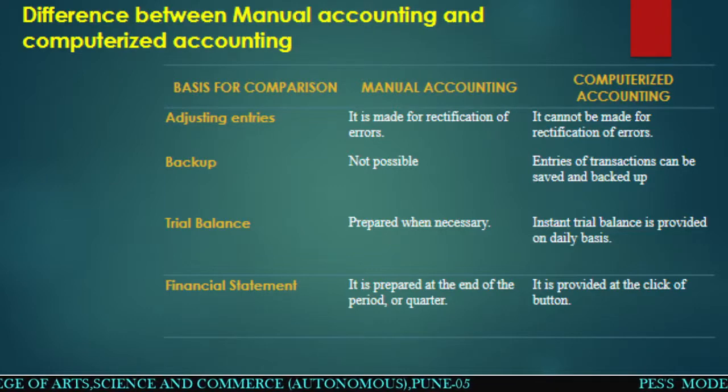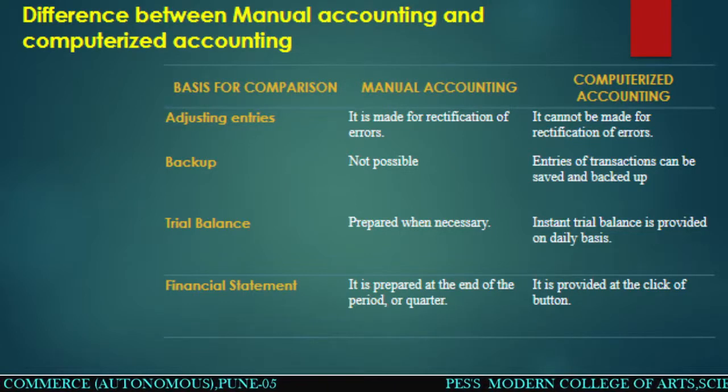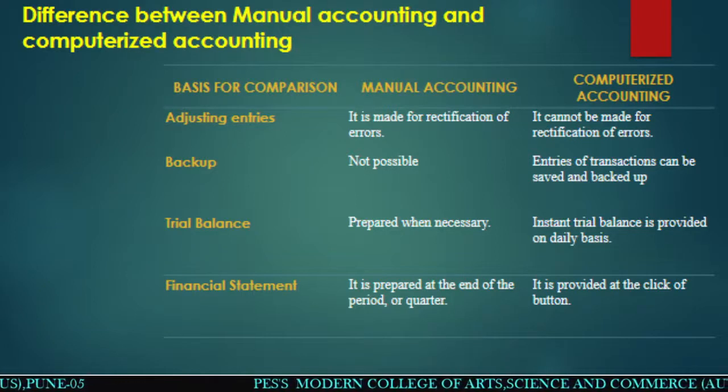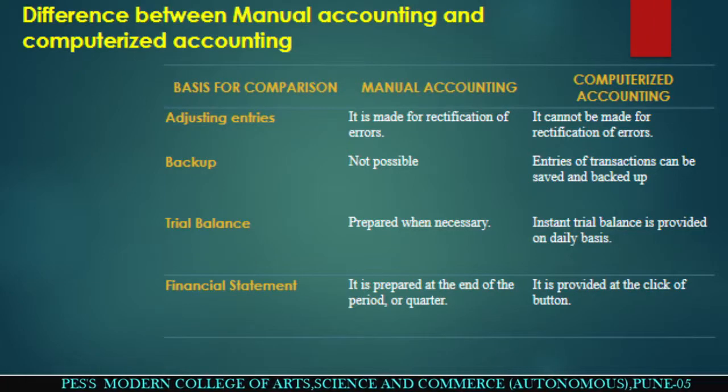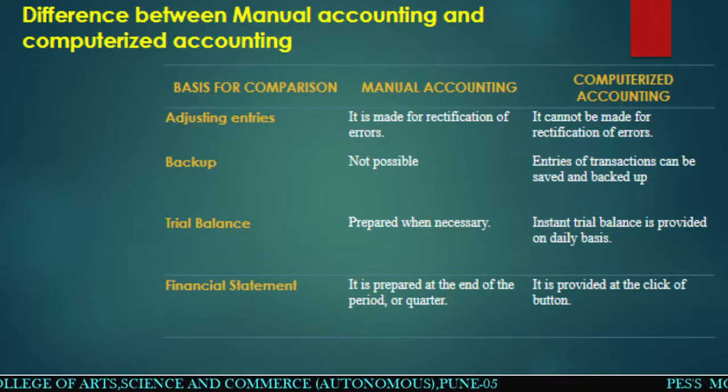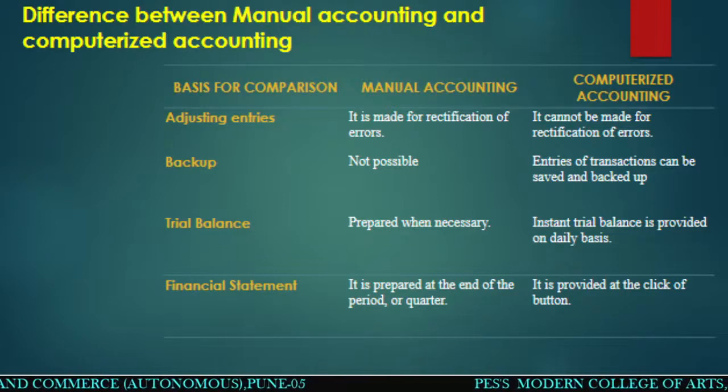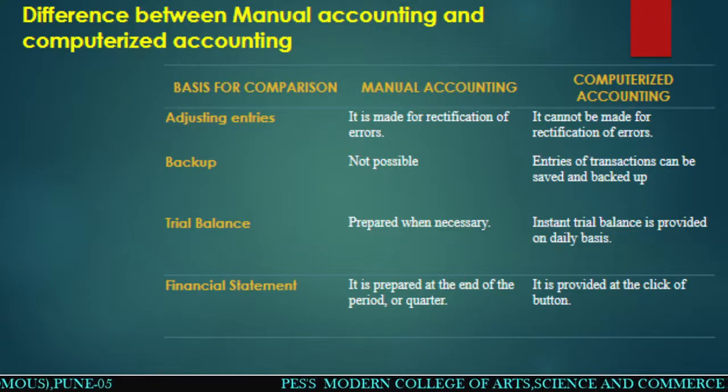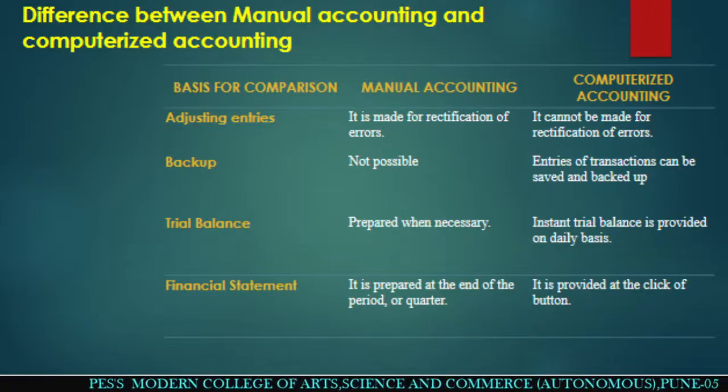Then the next one is computing the trial balance. In manual accounting, the trial balance is prepared when necessary, meaning we have to prepare it whenever we require. But in computerized accounting, it is prepared automatically, so an instant trial balance is provided on a daily basis. So that is the difference.